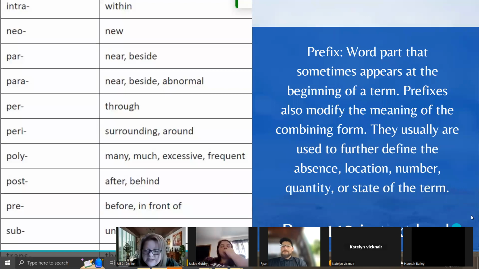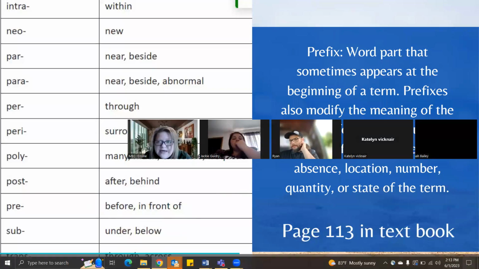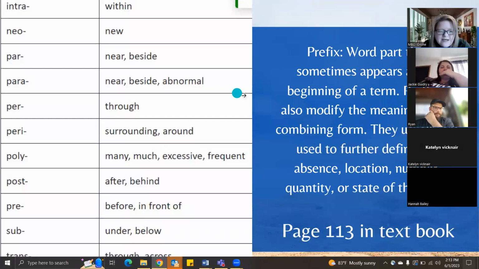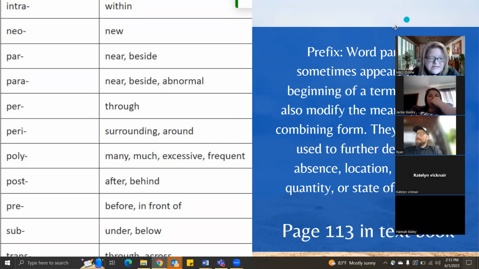Sub, meaning under or below. And one that I love to use for that is subcutaneous. Sub meaning under, below. Cutane, and actually cutane, we'll see that on another page, means skin. That's a root word that means skin. So subcutaneous is under or below the skin.